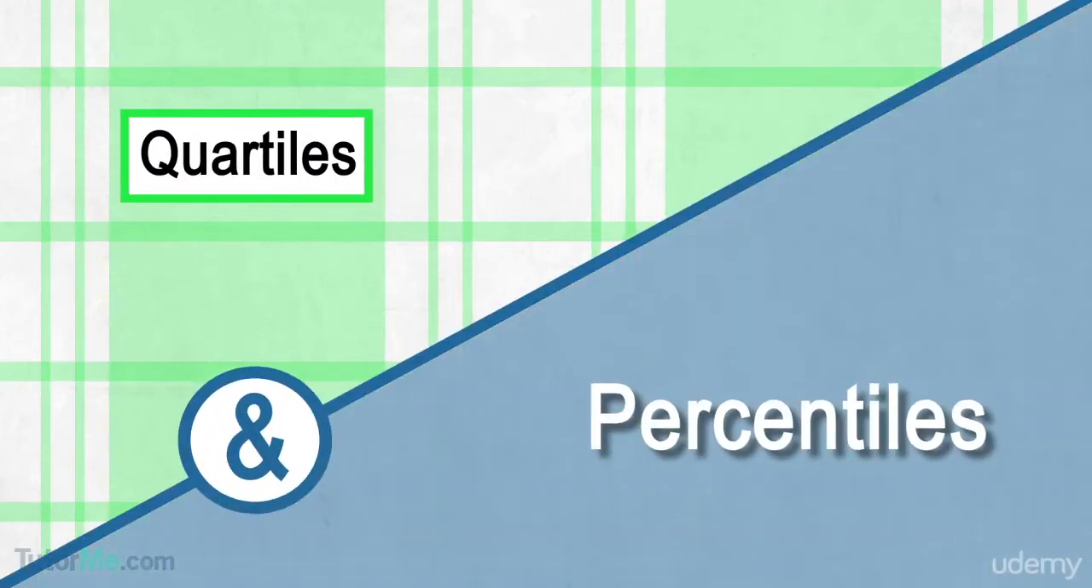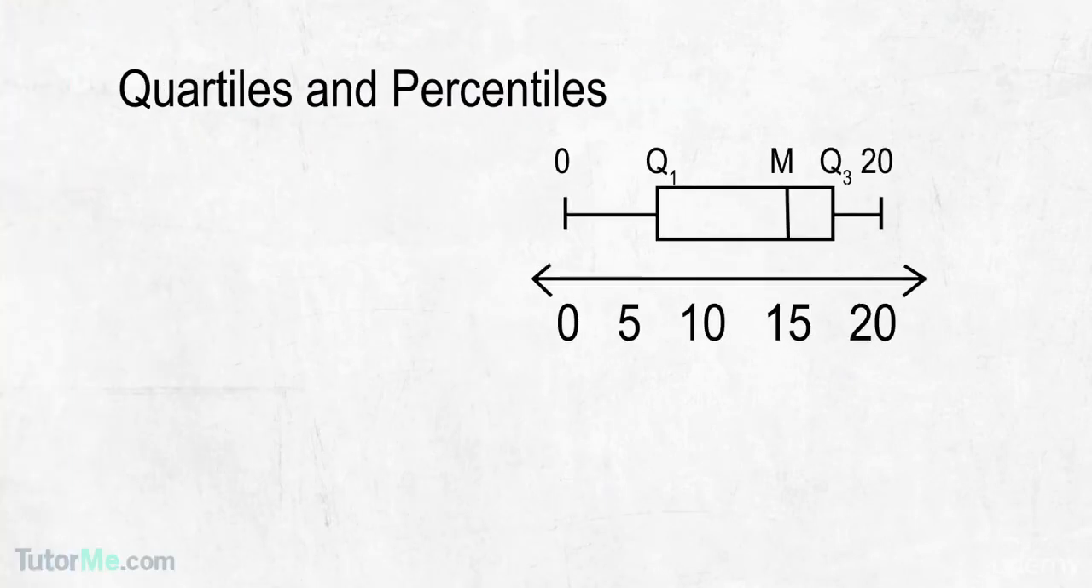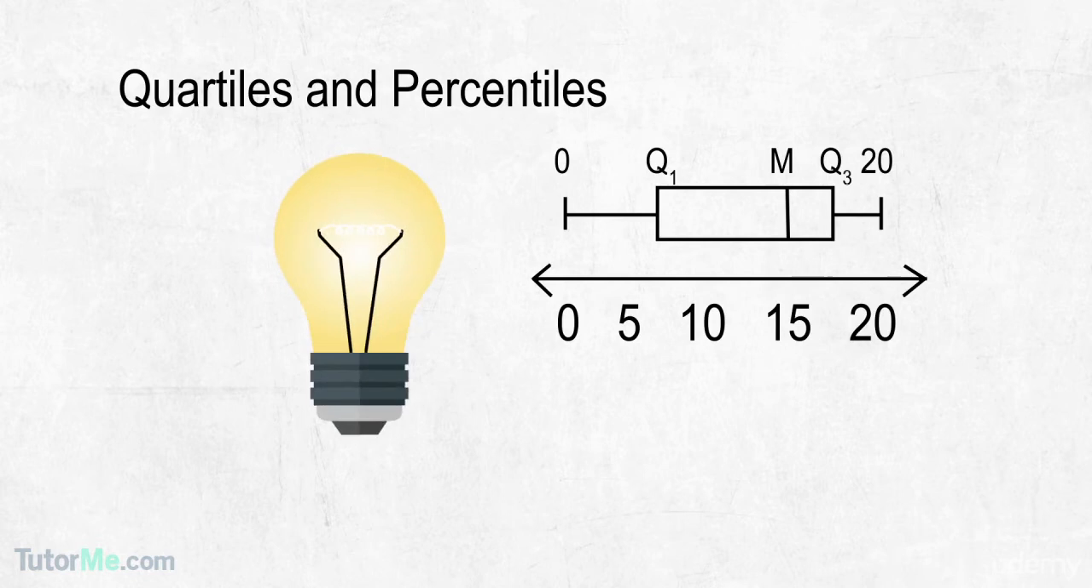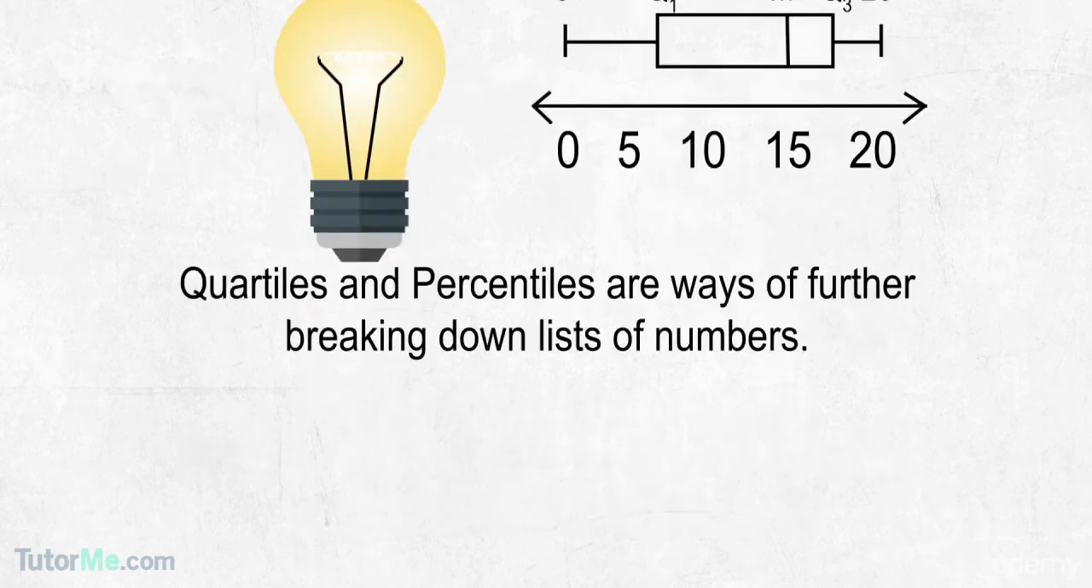Quartiles and percentiles. Questions that involve quartiles and percentiles don't appear often on the GRE, but in case they do, it is better to understand them than be faced with an unfamiliar concept that you just don't understand. Quartiles and percentiles are ways of further breaking down lists of numbers, building off of our statistics lesson.